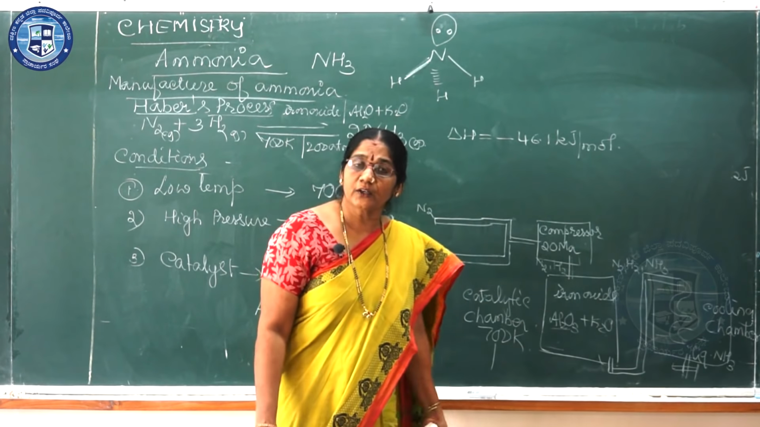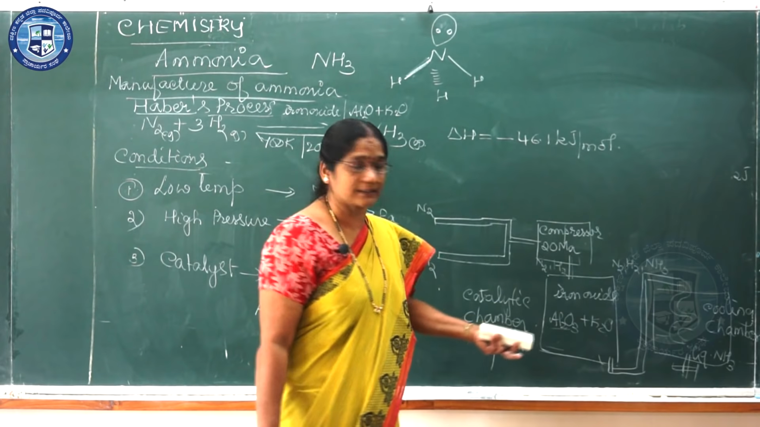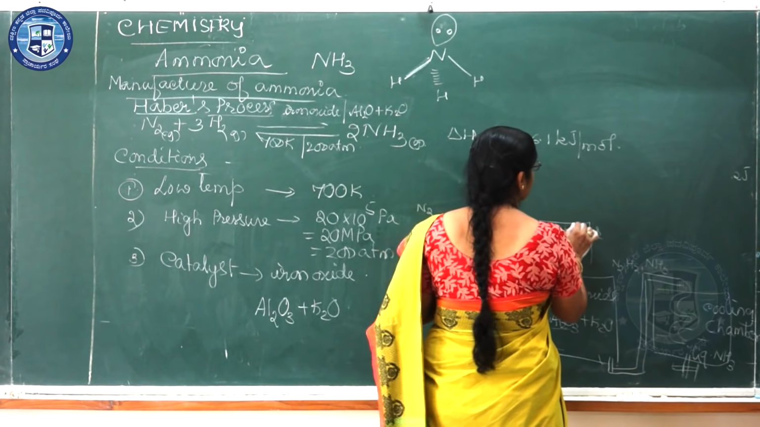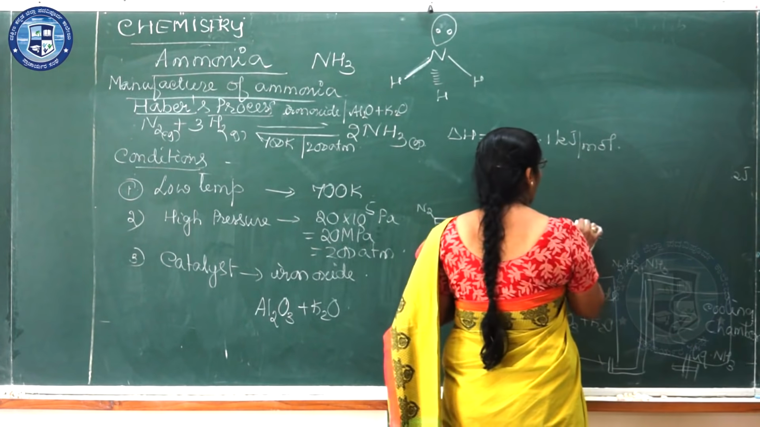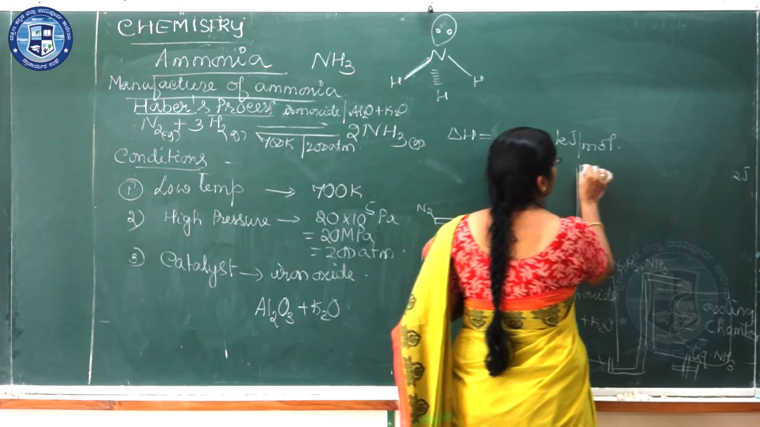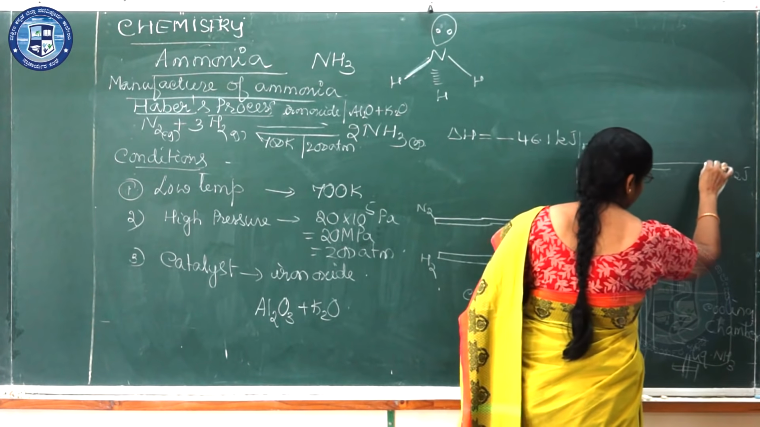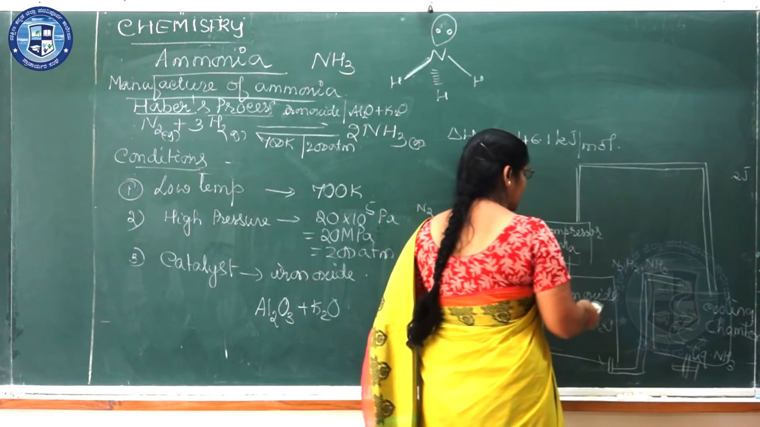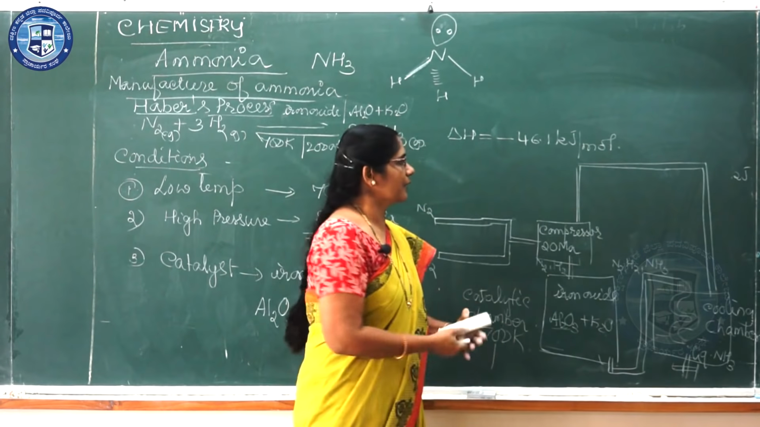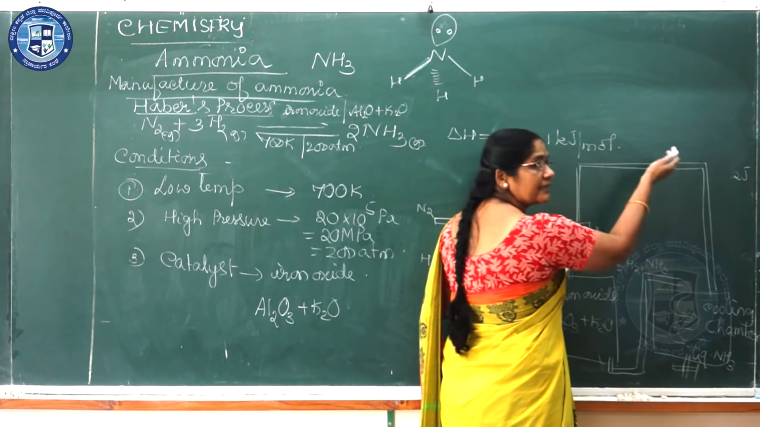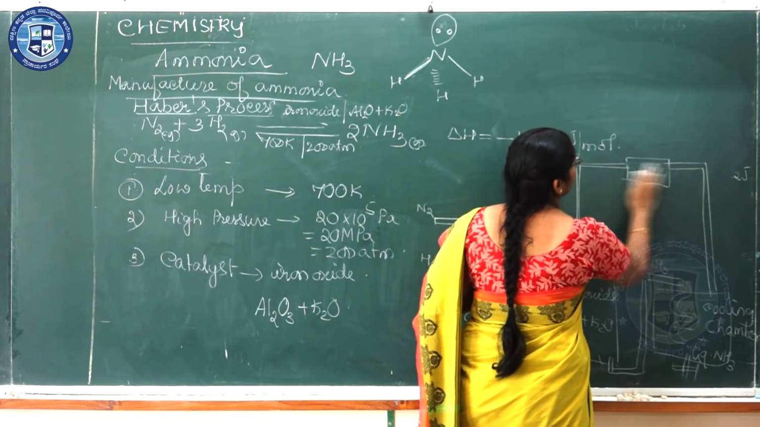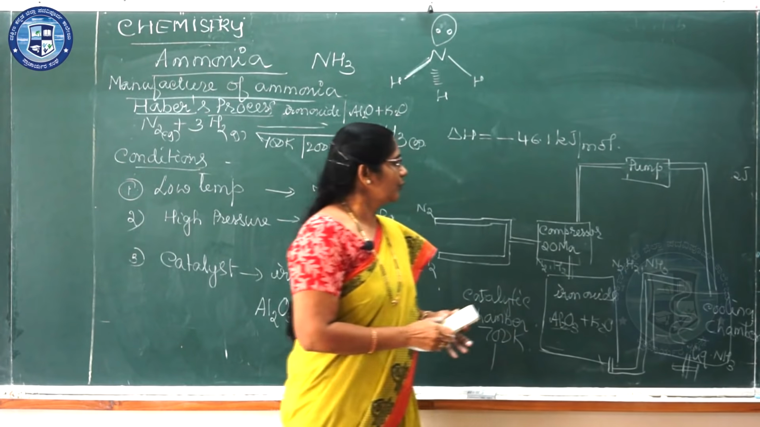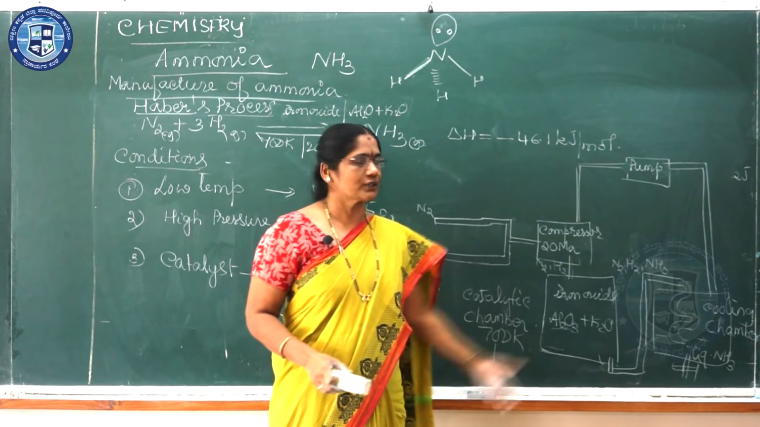Now, what about the nitrogen and hydrogen which are unreacted? So, they are not liquefied, they are passed into this compressor, or directly you can pass them into the catalytic chamber. And to bring these two gases, you have to use a pump. So, if you pass it to the compressor, again the pressure will be increased.